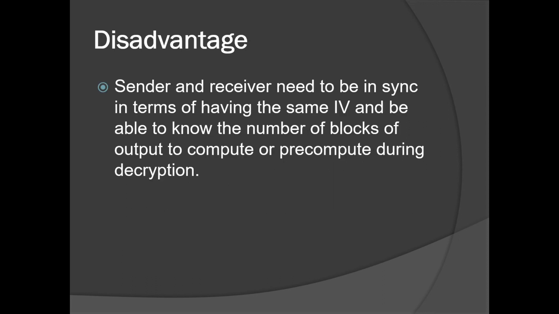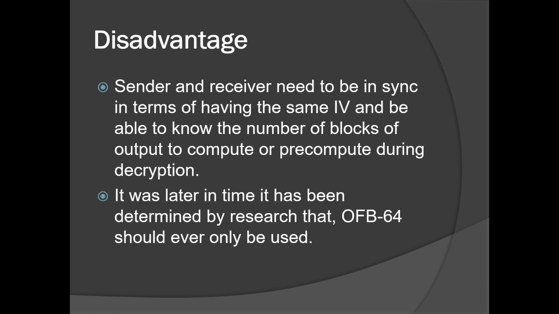Speaking of the disadvantages, the sender and receiver need to be in sync in terms of having the same IV and be able to know the number of blocks of output to compute or pre-compute during decryption. It was later determined by research that OFB 64 should never be used.